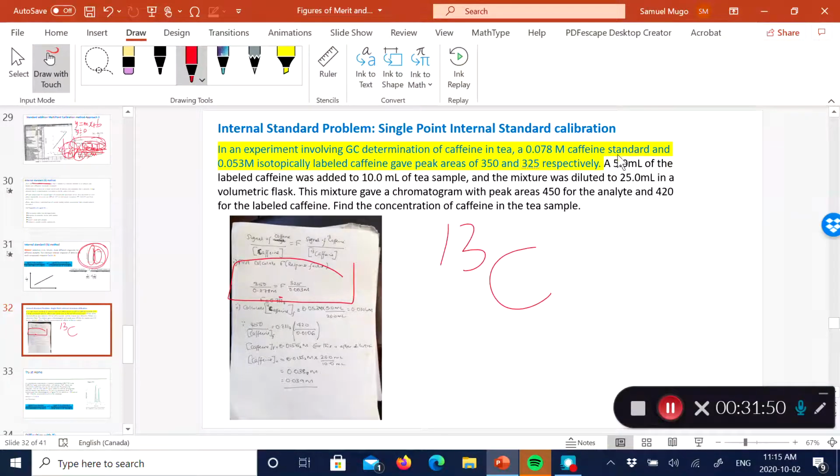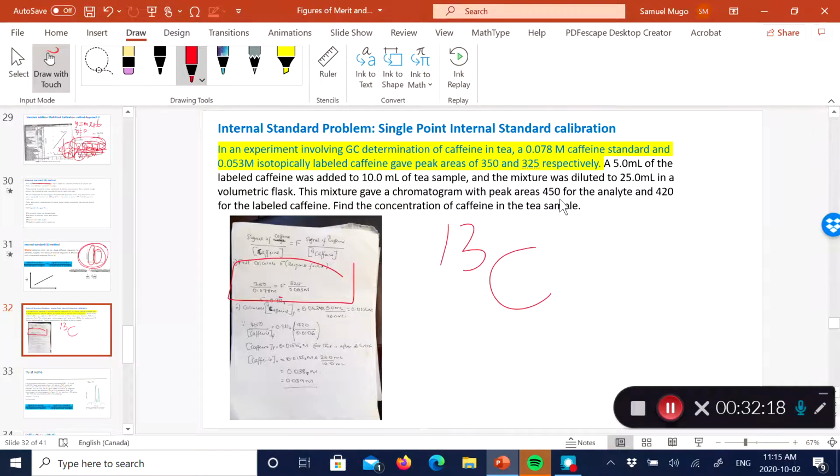In this case, the real analysis was 5 ml of the labeled caffeine, remember that's the internal standard, added to 10 ml of tea sample. You're trying to analyze caffeine in tea. And then after that, you did the dilution of that spiked tea sample to 25 ml inside a volumetric flask, and then you analyzed it using the GC.